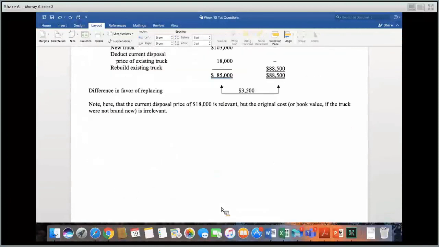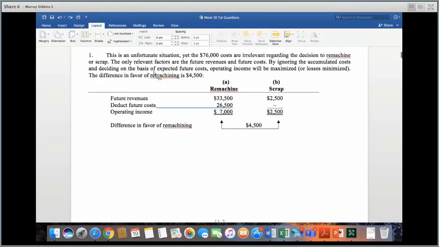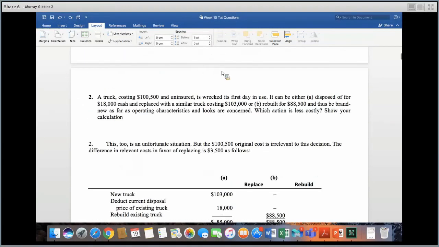This is the relevant data here. Oops, I keep scrolling the wrong way.